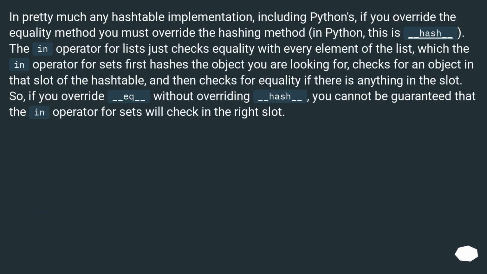In pretty much any hash table implementation, including Python's, if you override the equality method you must override the hashing method. In Python, this is __hash__. The in operator for lists just checks equality with every element of the list, while the in operator for sets first hashes the object you are looking for, checks for an object in that slot of the hash table, and then checks for equality if there is anything in the slot.